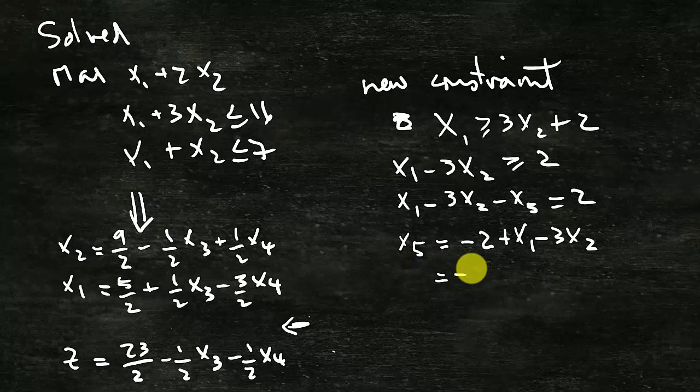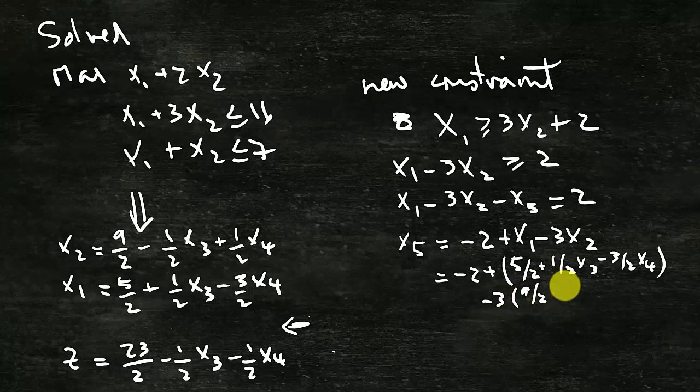So x5 is equal to minus 2 plus 5/2 plus a half x3 minus 3/2 x4, and that takes care of x1, and then minus 3 times x2, which is 9/2 minus a half x3 plus a half x4. And so now let's see what we got.